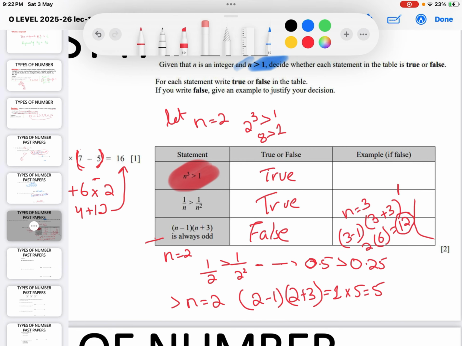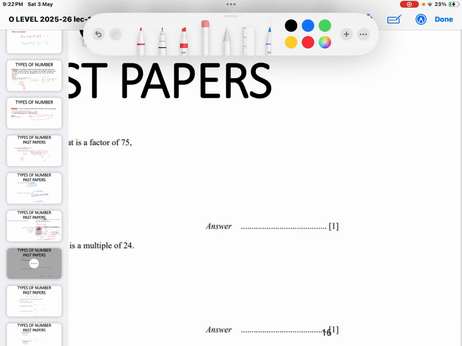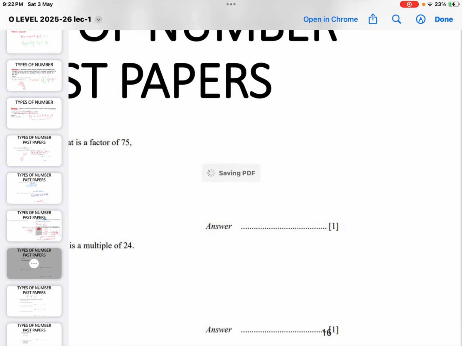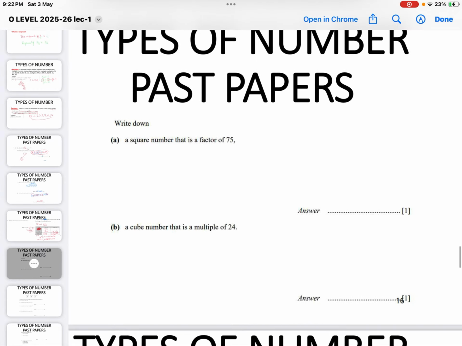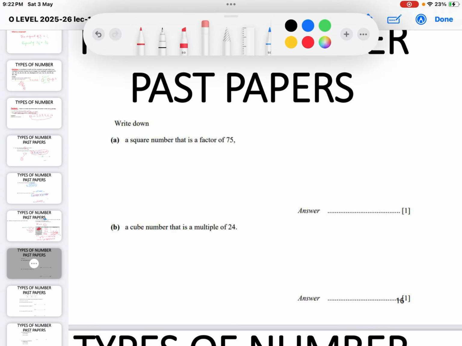So we have done another question. Now the next question we have: a square number that is a factor of 75. A number is a square and is a factor of 75. This means that the number must be less than 75. The square numbers less than 75 are 4, 9, 16, 25, 36, 49 and 64.